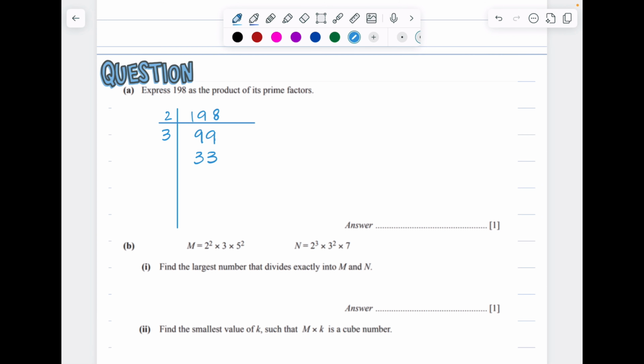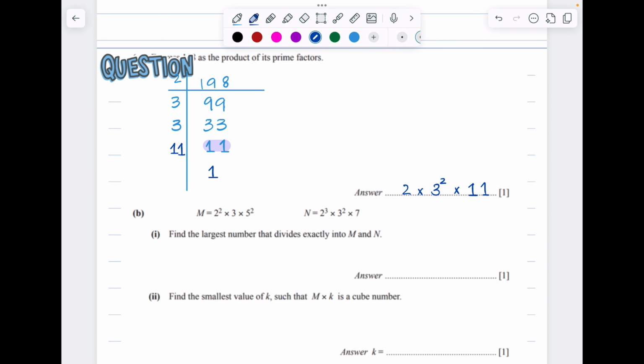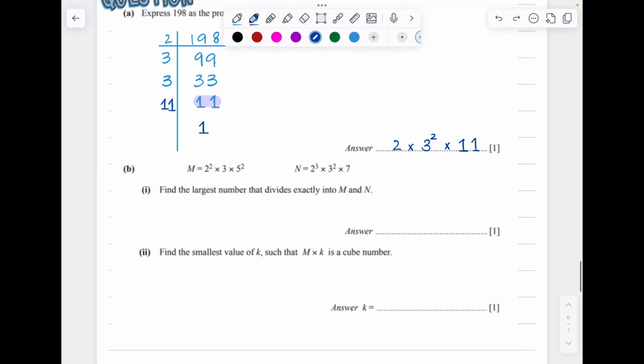Once again, 33 is divisible by 3, which will give you 11, and 11, as we all know, is a prime number, so it's going to be divided by 11 to give you 1, and your prime factorization or product of its prime factors is done. So the answer is going to be 2 times 3 square, because there are two 3's, times 11, and that is your answer. Okay. B part is very simple, just a little bit of wording that we need to get a hang of, otherwise it's relatively very simple.